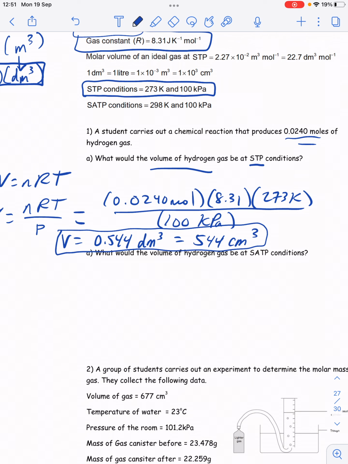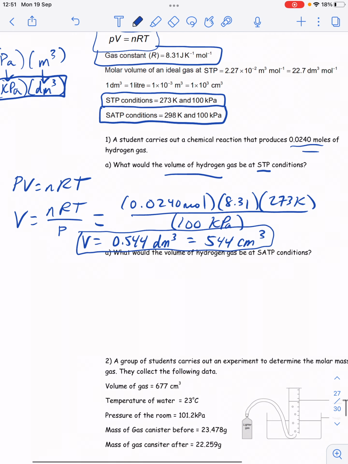Now the next question says, what volume would the hydrogen gas be at SATP conditions? SATP are also given in the data booklet. It stands for standard ambient temperature and pressure. So you can see all that changes is the temperature. It's a little bit warmer, 298 instead of 273. So we would expect that the gas should take up a little bit more space because the temperature has increased. That means the volume will increase.